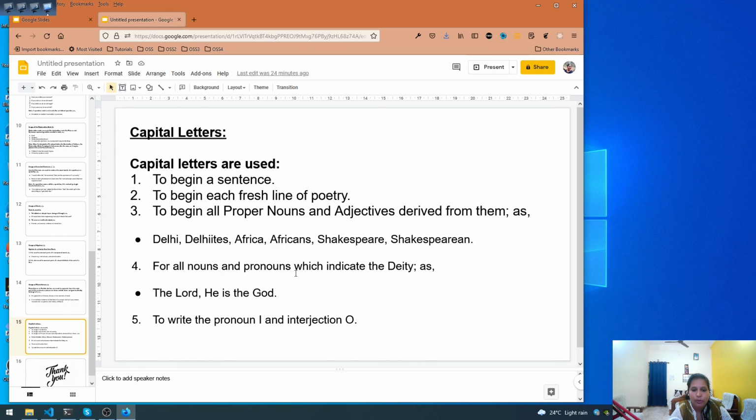For all nouns and pronouns which indicate the deity, meaning God. Whenever we are using words which indicate the deity or Lord, at that point it should start with a capital letter. The Lord, He is the God, and sometimes we also use His to indicate that it belongs to God. Also, to write the pronoun I and the interjection O. Whenever we are writing I for ourselves, we always write it as a capital letter, and the interjection O is always written in capital letter.